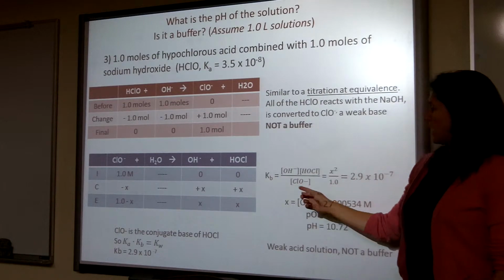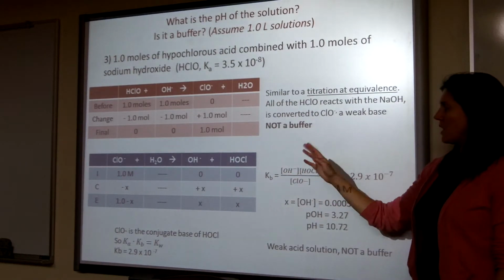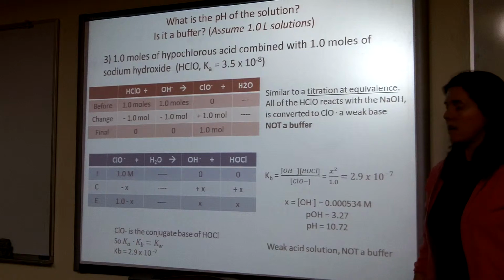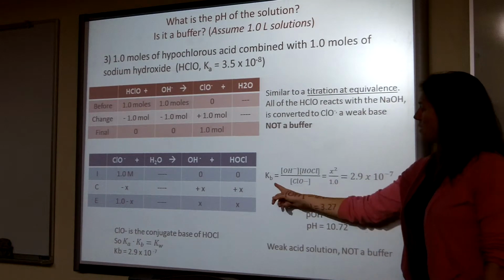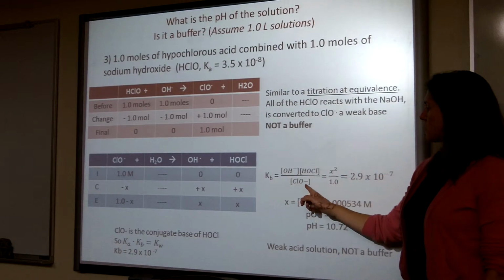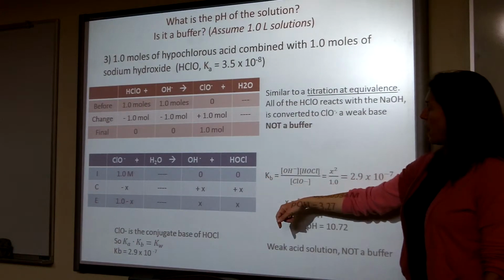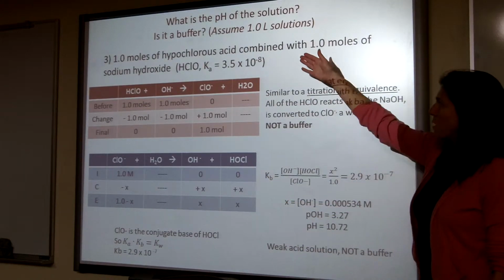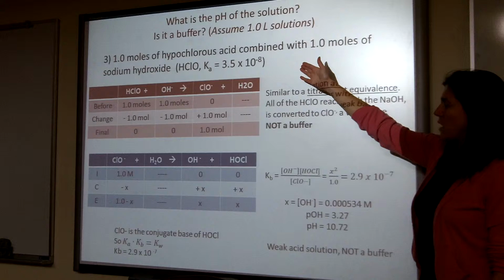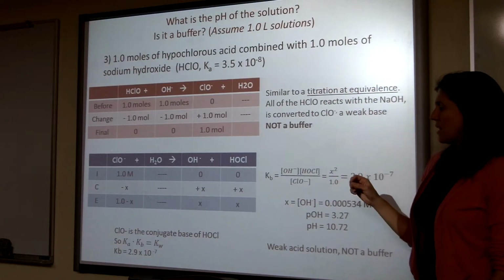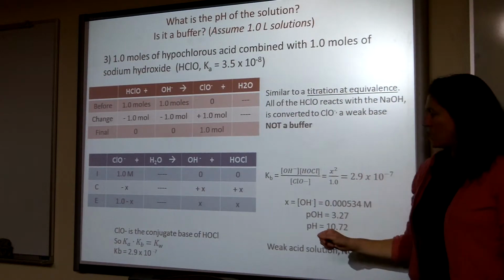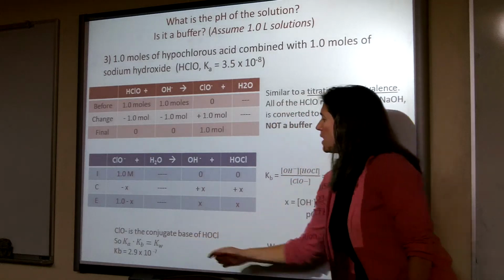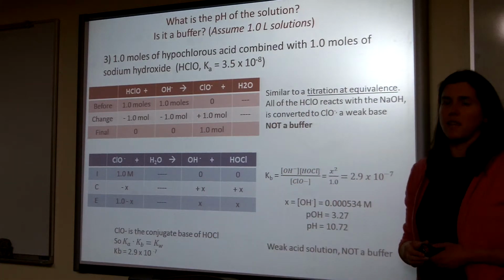And I can write an equilibrium expression for this. We leave out water because water is a pure liquid. And the value that I should use for this equilibrium expression is Kb. And we aren't given a Kb value, we're given a Ka value. But we know that for a weak acid and its conjugate base, Ka times Kb equals Kw. And Kw is 1 times 10 to the negative 14th.